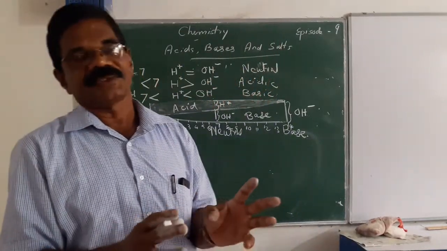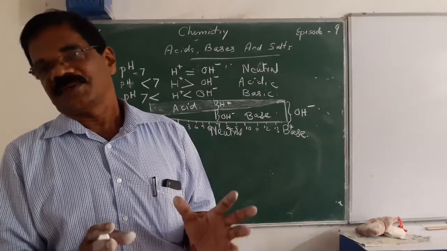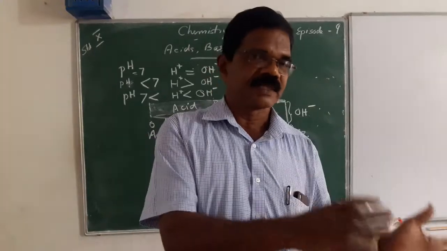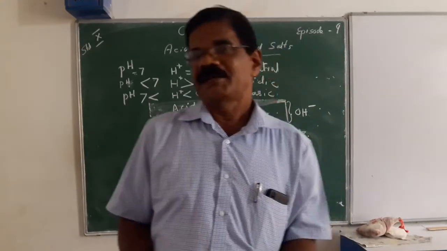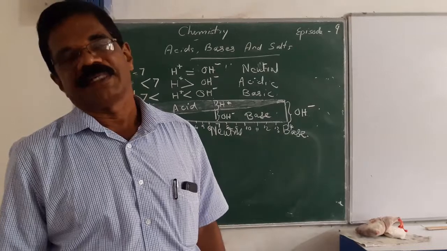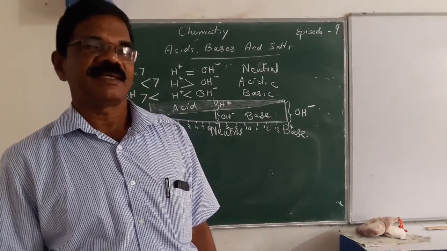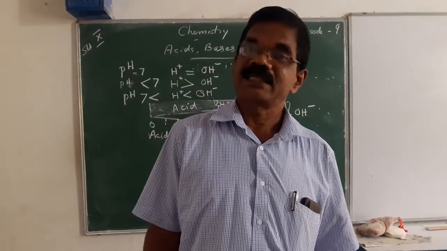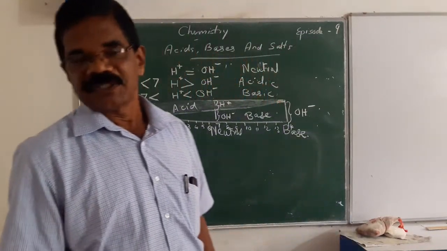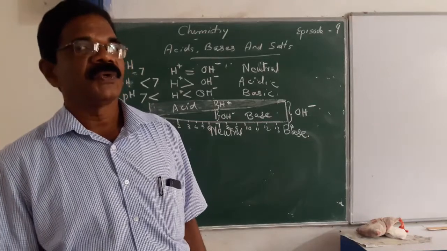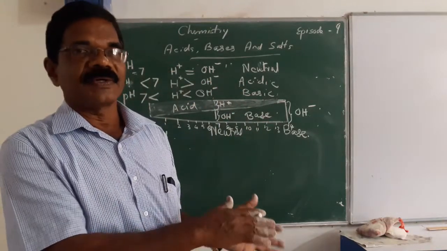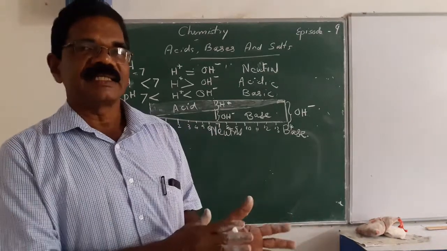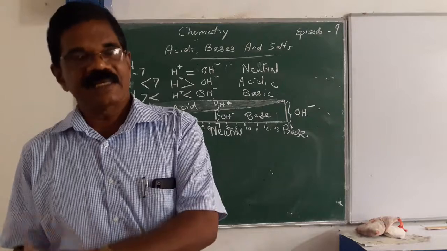In the first, by using ordinary indicators like litmus paper or methyl orange, we only identify whether the given substance is either acidic or basic. Now, using the pH scale, what are we going to do? We find how strong the acid is, or how strong the base is, or how weak the acid or the base is.